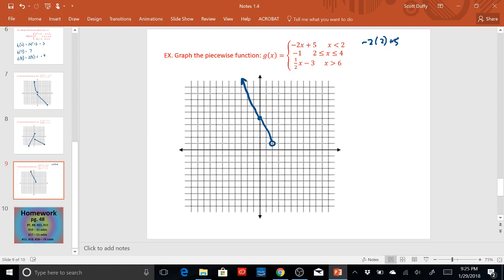Then I know that from 2 to 4 it's going to have a value of negative 1. So at 2, negative 1, and then also at x equals 4, negative 1, it's going to be a solid line. I put solid dots in because they're equal underneath the inequality there.